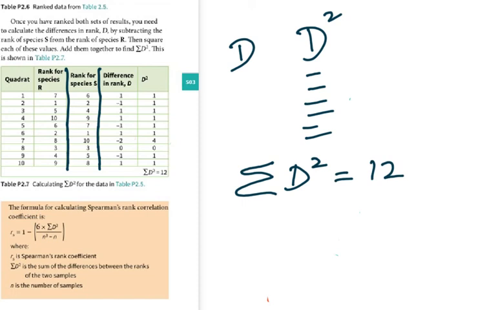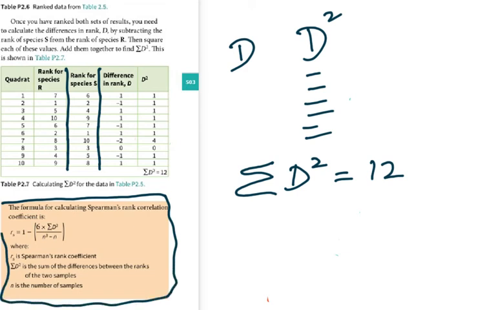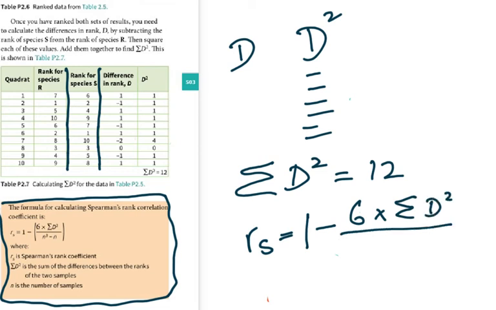But then what do we have to do with this? We have to use this formula. This formula is going to be given to you. You're not expected to remember the formulas. The formula is Rs is equal to 1 minus 6 sigma d square over n cubed minus n. Now this formula is going to be given to you, but you must know how to apply the formula.